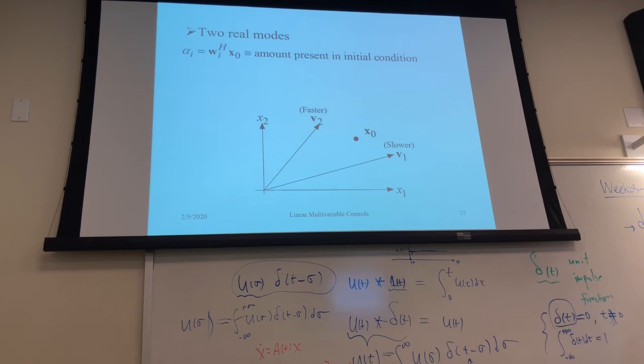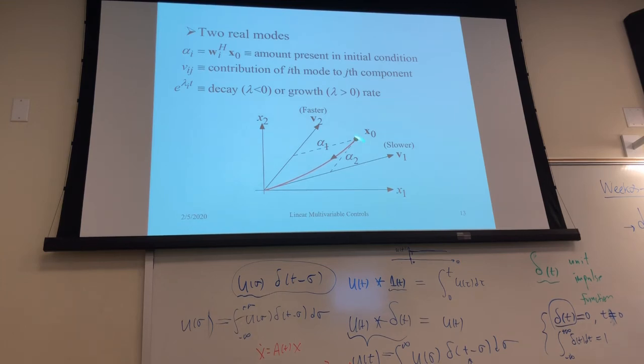Then alpha i is the amount present in the initial condition. It's like you project this one parallel to here, and you project another one parallel to here. This is alpha 1, alpha 2. So now you are working in the v1, v2 frame. Suppose lambda is a decay or growth: depending on positive, it grows; negative, it decays. Then you have v_ij, i's mode and j's component.